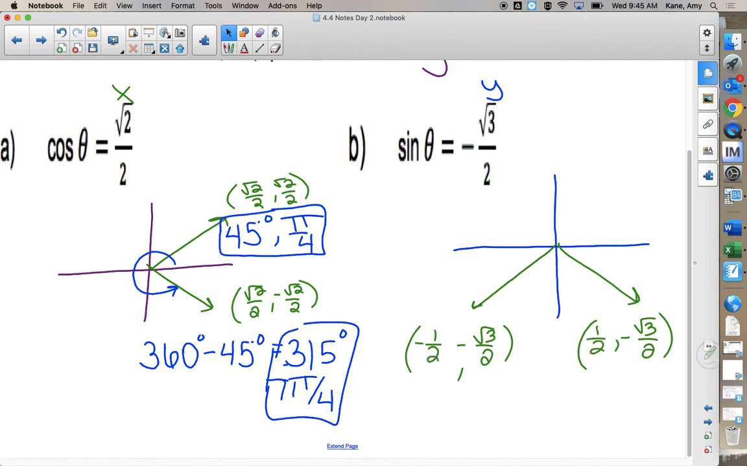All right, here's the tricky part. If this is my ordered pair, I need an angle that goes along with that ordered pair. So just think first, if that ordered pair was in the first quadrant, what angle would it give you in the first quadrant? 60 degrees. So my angle in the first quadrant is a 60 degree angle, or pi over 3.